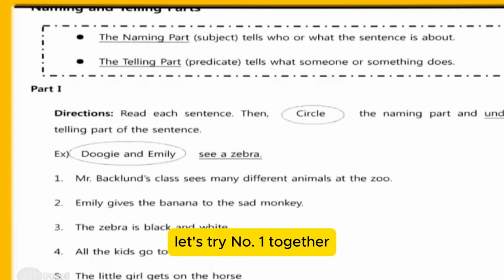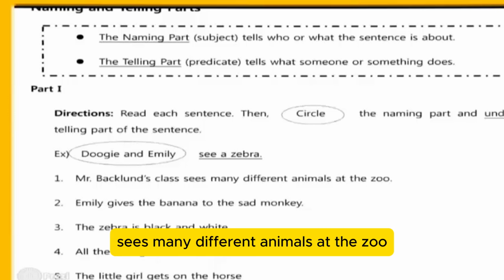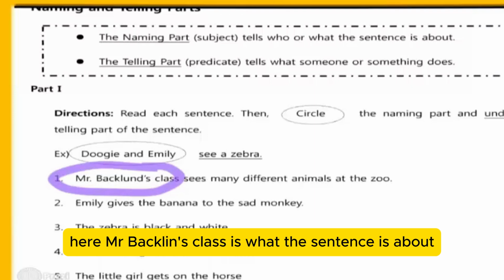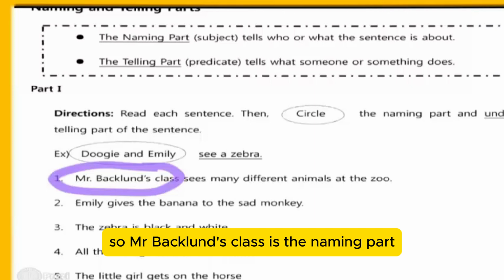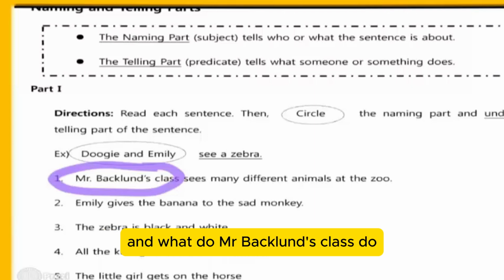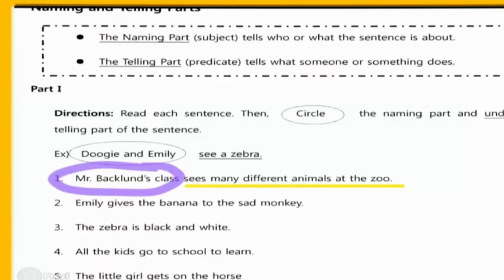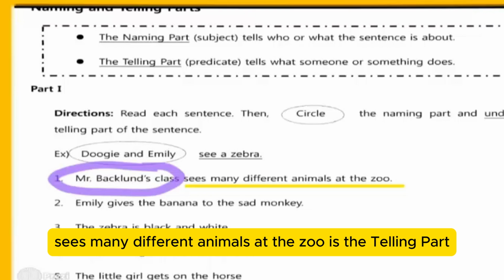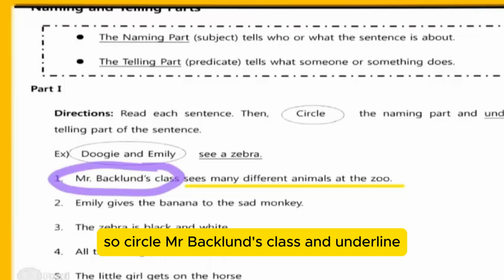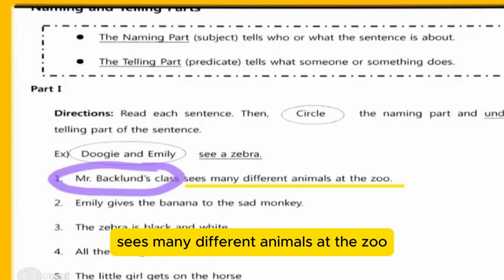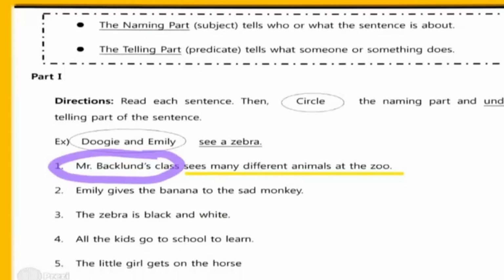Let's try number 1 together. Mr. Backlund's class sees many different animals at the zoo. To find the naming part, ask the question, who or what is the sentence about? Well, here, Mr. Backlund's class is what the sentence is about. So Mr. Backlund's class is the naming part. And what do Mr. Backlund's class do? Sees many different animals at the zoo. So sees many different animals at the zoo is the telling part. So circle Mr. Backlund's class and underline sees many different animals at the zoo.